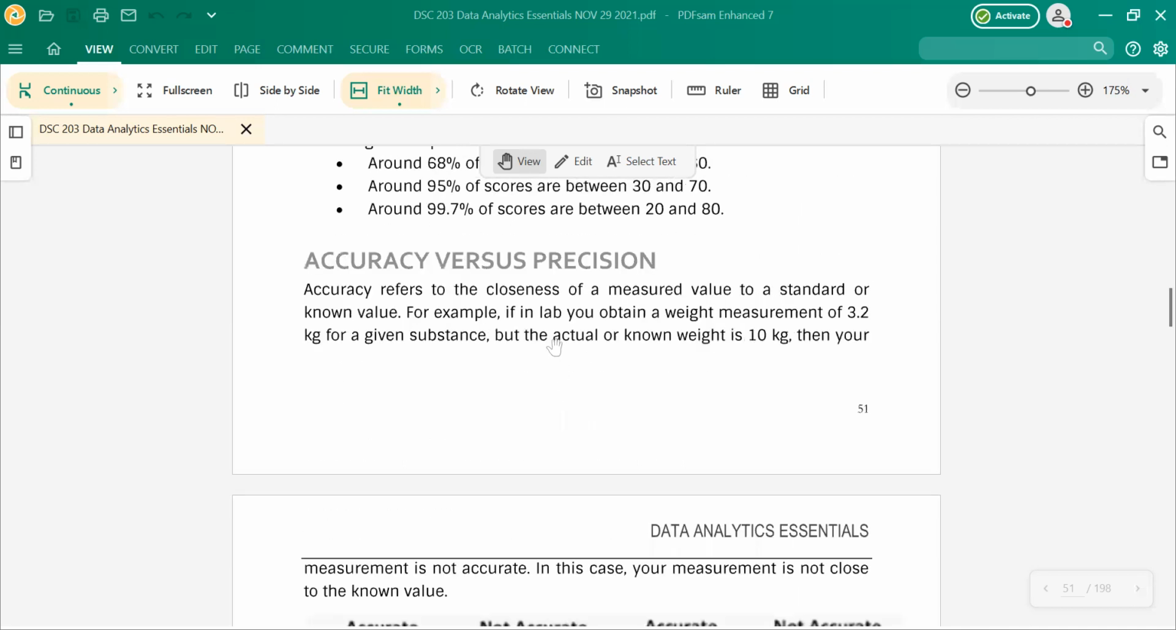Now what is the difference between mean, median, and standard deviation? We spoke about two sets of metrics: mean, median, mode, and IQR, standard deviation. What do they tell you? See, we have something called accuracy and precision. What is the difference between accuracy and precision?